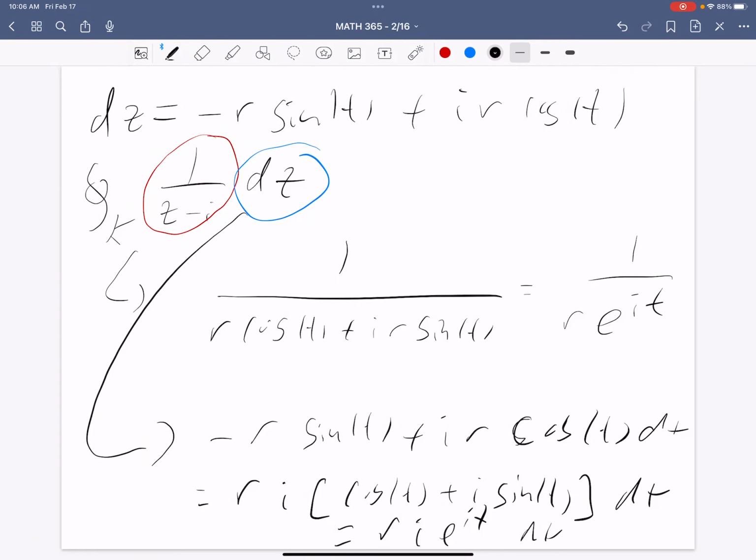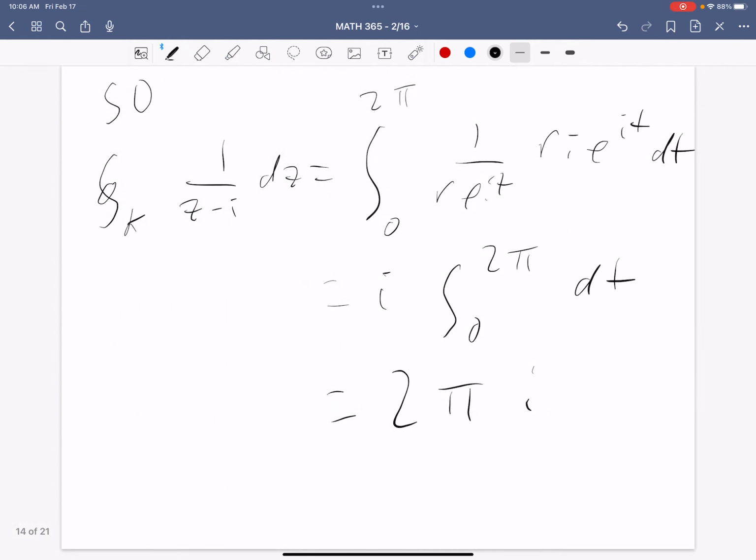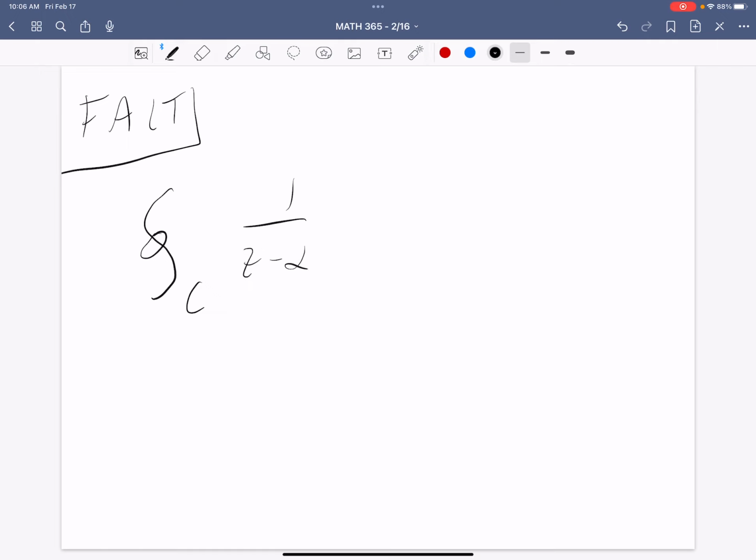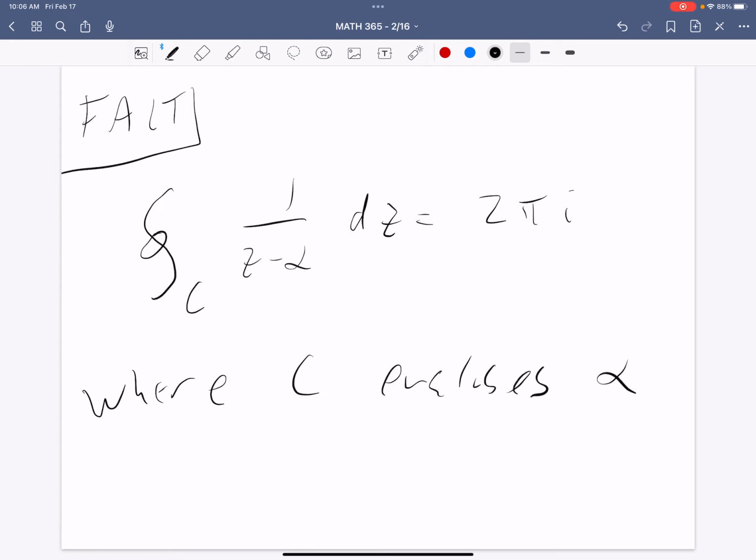Right, it's always going to have an inside. So, with that said, the punchline here now for this wonderful work that we did: any integral that looks like this, where C is a simple closed curve that encloses the complex number alpha, this will always come out to 2 pi i, no matter what you do.